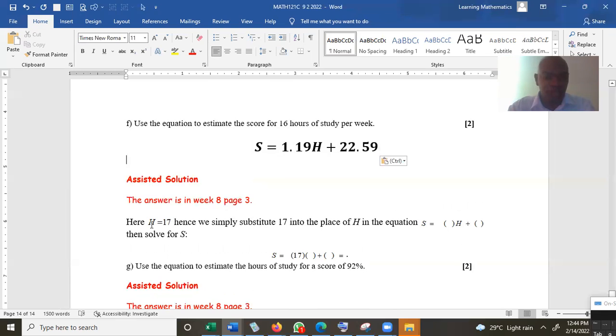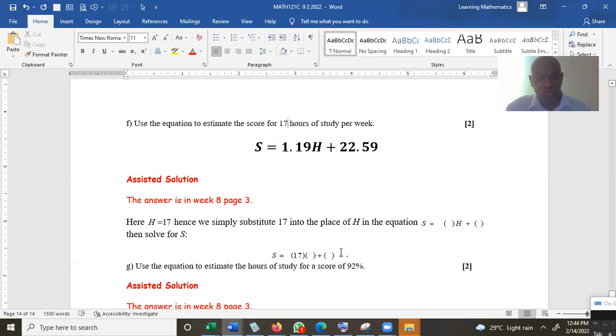Okay. Now here you have h is equal to 17, so that must be a typo. So let's just change this now to 17, just to accommodate for the typo that is there. Use the equation to estimate the score for 17 hours. So according to this equation, and this equation was derived from real data, imagine, about how much will I get if I study for 17 hours?